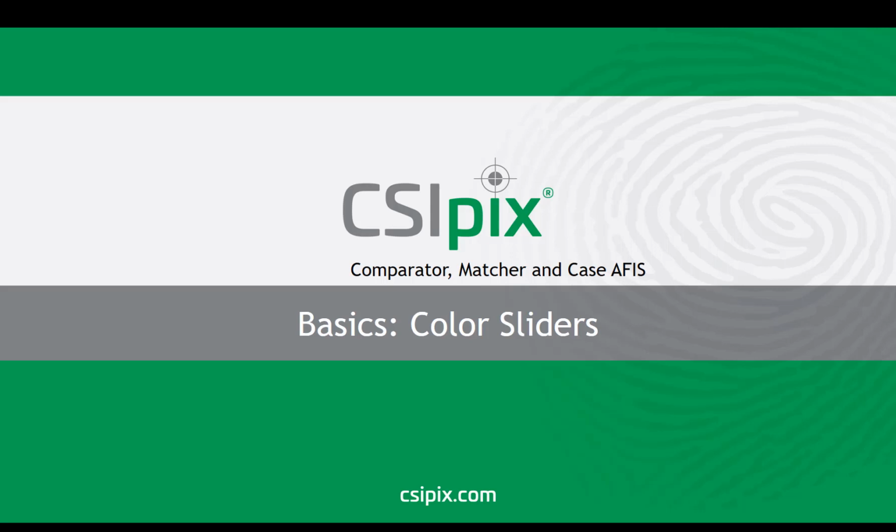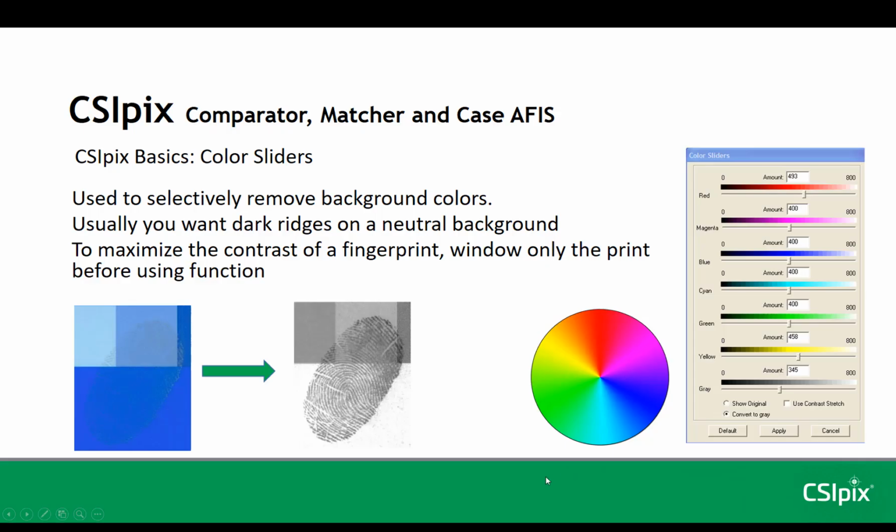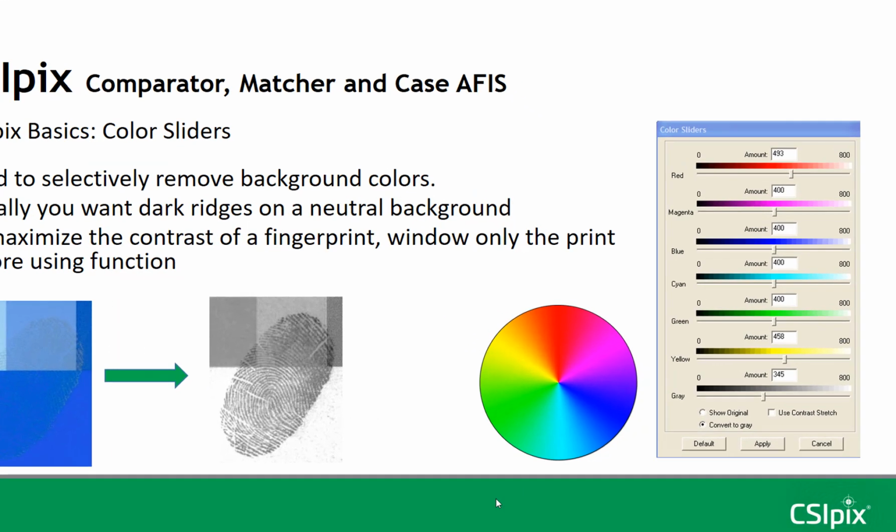In this video, I'm going to show you how to use the CSIpix image enhancement function called Color Sliders. Color Sliders is used to selectively remove background colors. Usually you want dark ridges on a neutral background for fingerprint analysis. To maximize the contrast of a fingerprint, just window the print before using this function.